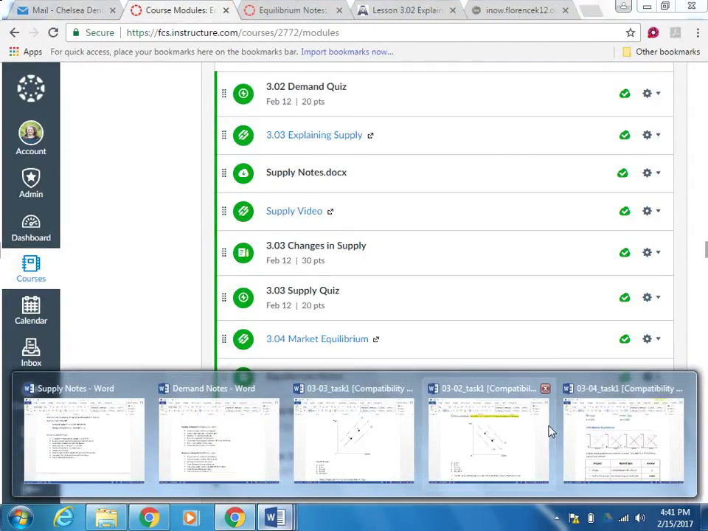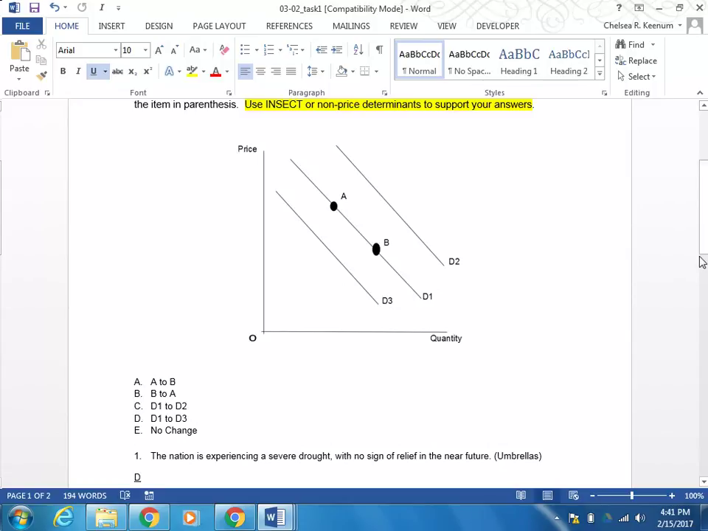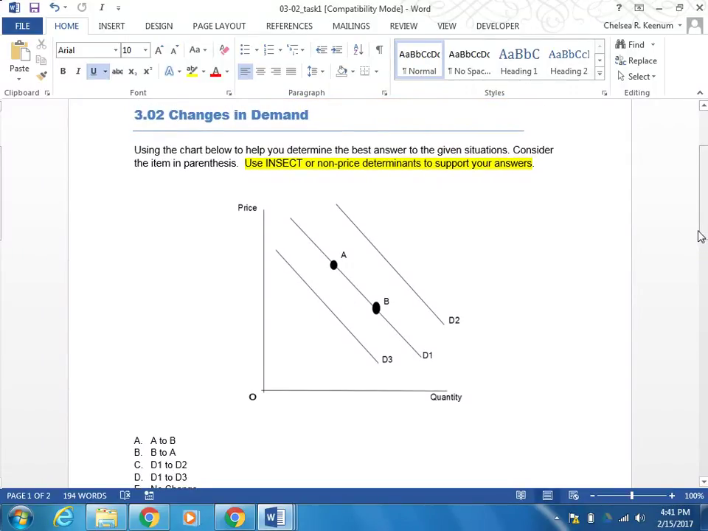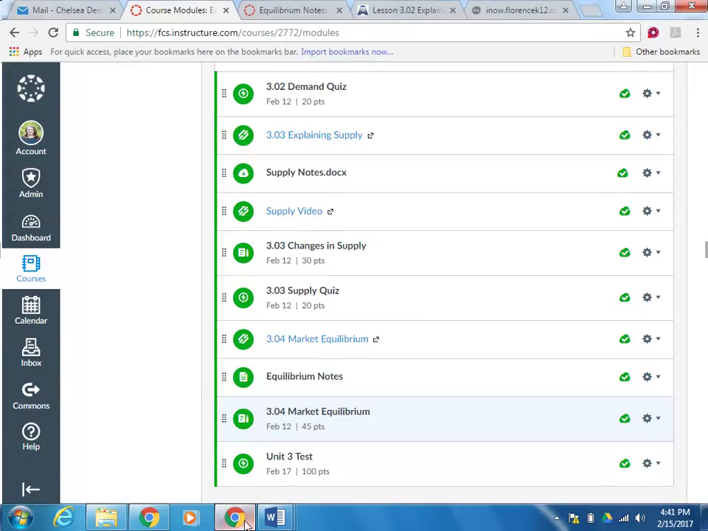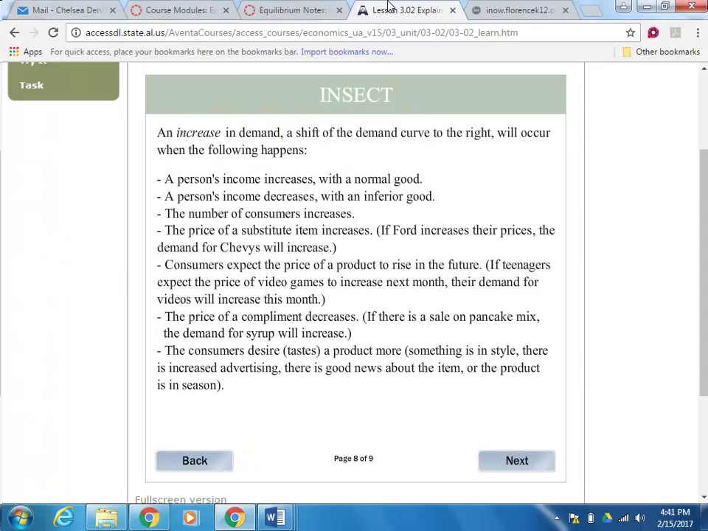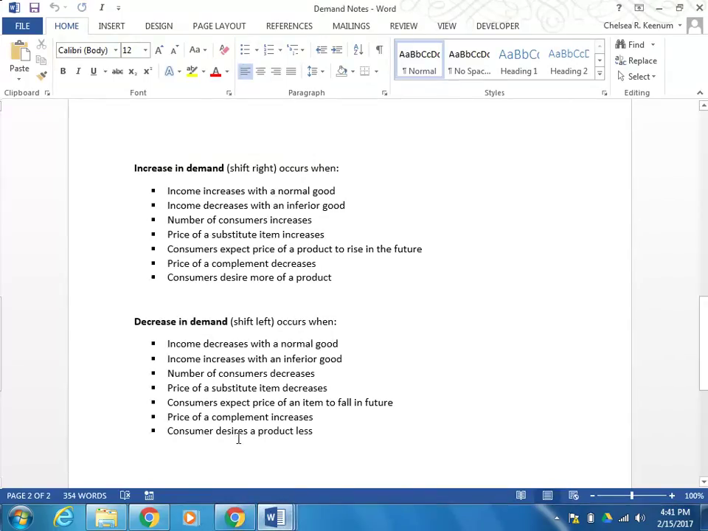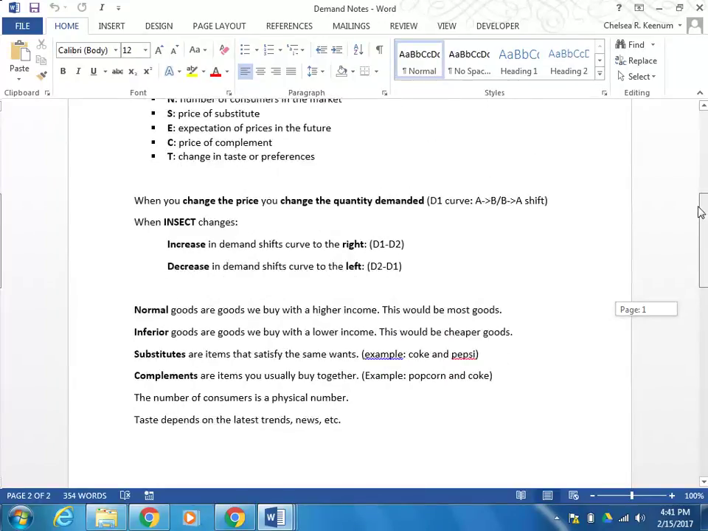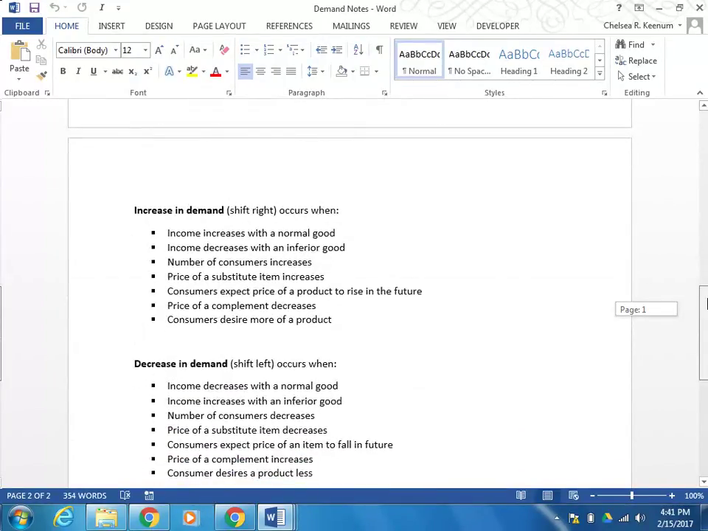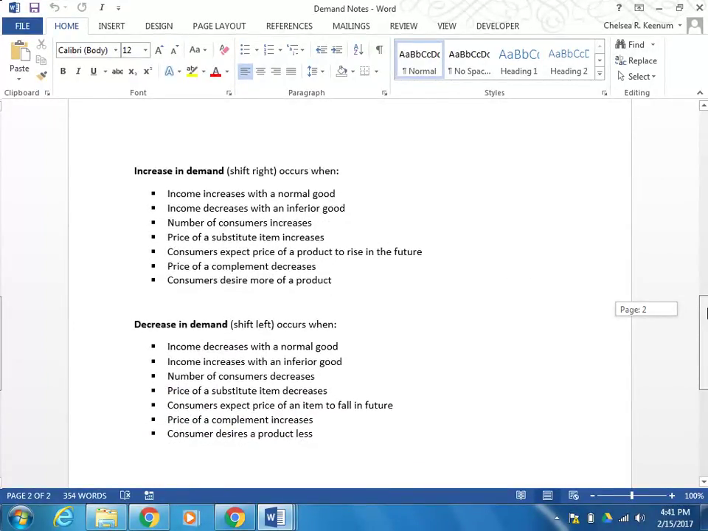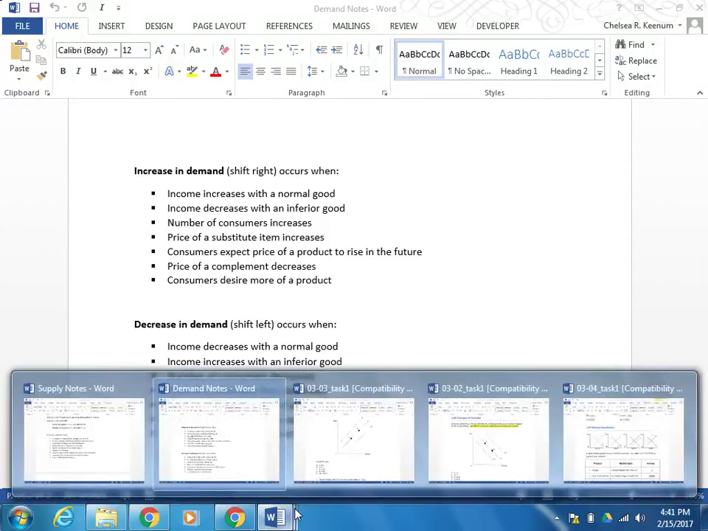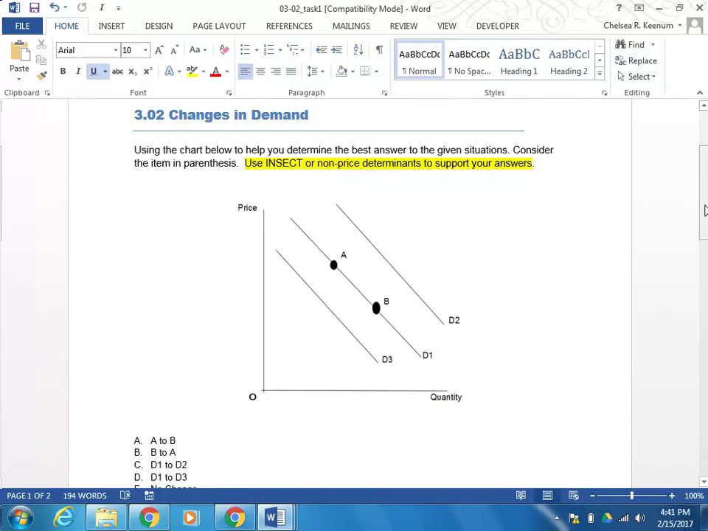So let's start with task 3.02, which is the changes in demand. Use non-price determinants to support your answer, and that's where you've got to make sure you go back in the lesson. Here's lesson 3.02. Here's the PowerPoints. Use that. Use the demand notes. Watch the video because they tell you right here that a shift to the right, an increase in demand, is going to happen because of these things, or a decrease. So they can be very helpful to you.